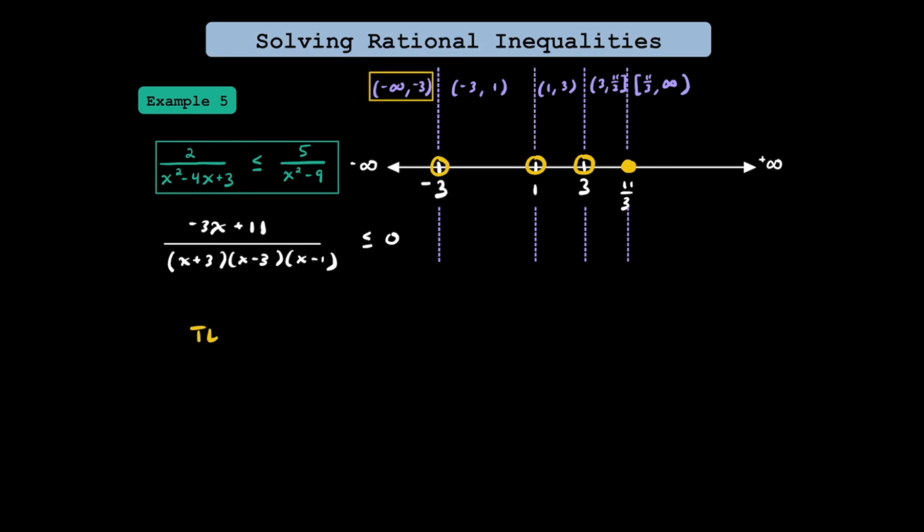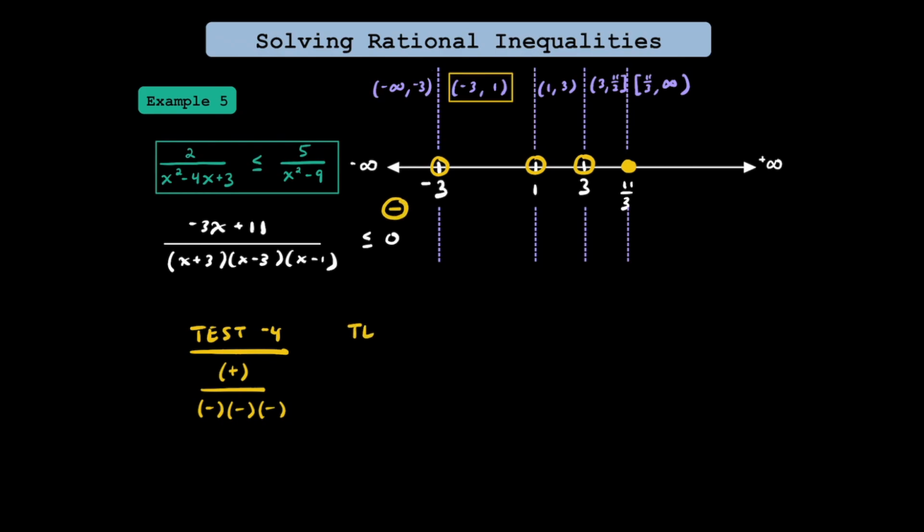For this first interval on the left, let's test negative 4. In the numerator, negative 3 times negative 4 is 12, and 12 plus 11 is going to be 23. That's positive. On the bottom left, negative 4 plus 3 is negative 1, so that's negative. In the middle here, negative 4 minus 3 is negative 7, and that's going to be negative. And on the bottom right, negative 4 minus 1 is negative 5, and that's negative. On the bottom, a negative times a negative times a negative is a negative, and a positive divided by negative is just going to be negative. Everything in this interval is going to be negative.